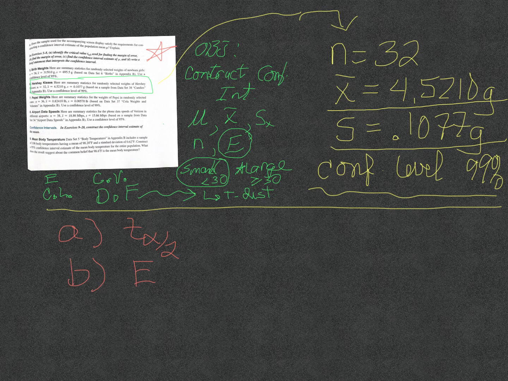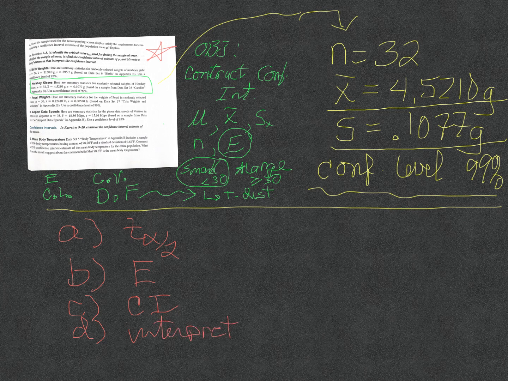Just so you know, the margin of error is just a formula. Once we know t sub alpha over 2, we plug it into the formula. It works out pretty easy. Then we want to find the confidence interval, and then we want to interpret our confidence interval.